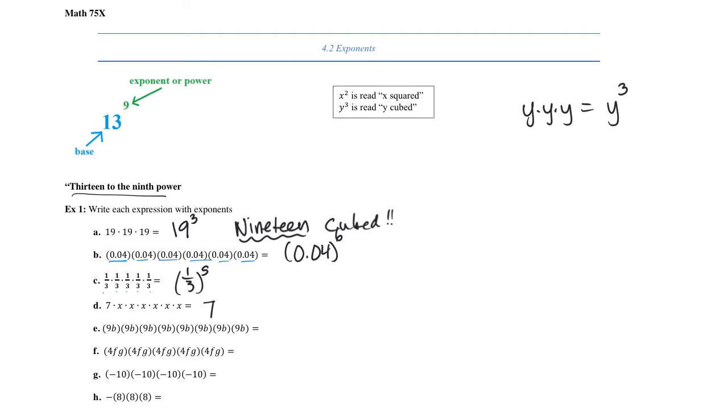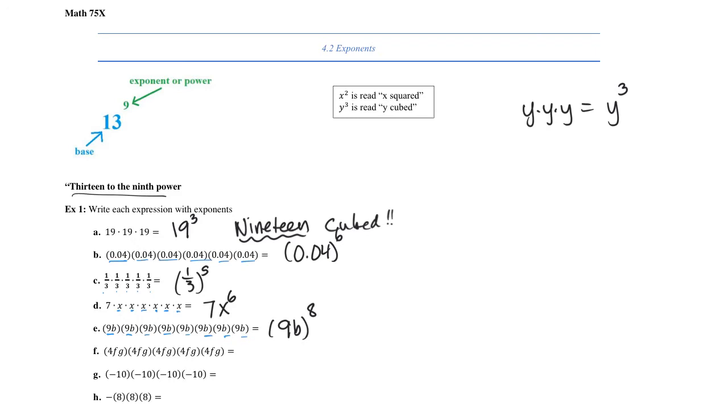Now here, 7 is not being taken times itself. It's just x times itself 1, 2, 3, 4, 5, 6 times. So that would be 7 times x to the 6th. And now my 9b is multiplied times itself 1, 2, 3, 4, 5, 6, 7, 8 times. So that means 9b is in parentheses, and that's all being taken to the 8th power.